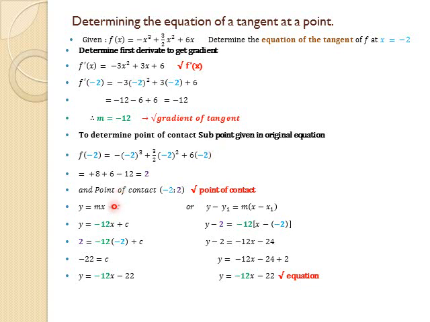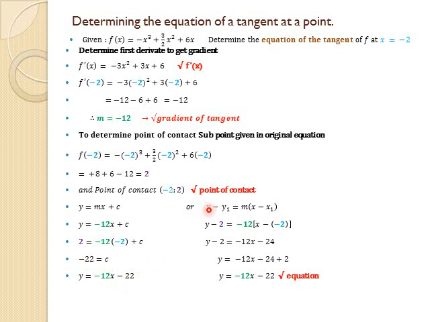Now to find the equation, we can go one of two ways. y equals mx plus c, where m now is negative 12. Remember the gradient there is negative 12. Right, and then I use my point of contact. This states that x is negative 2 when y is 2. Negative 12 times negative 2 would give me positive 24. If I take it over, negative 24 plus 2 would then give me negative 22. So my c is negative 22, so y equals minus 12x minus 22.